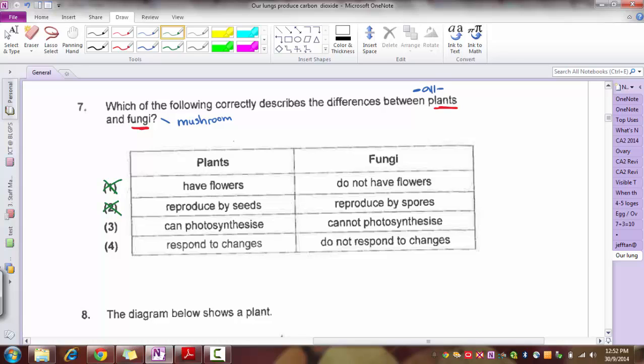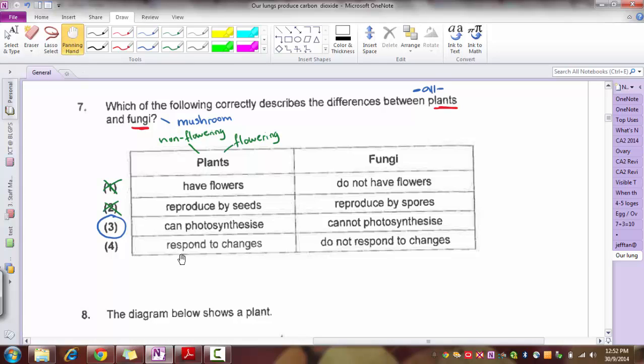Okay, because remember, plants is broken up into flowering, and I have my non-flowering plants. So things like my ferns, these are my non-flowering plants, and ferns do not reproduce by seeds, they reproduce by spores. Fungi, on the other hand, yes, they reproduce by spores, but because this is wrong, this is not a difference. How about plants? Can they photosynthesize? Yes, all plants can photosynthesize. Fungi, can they photosynthesize? No, they cannot. So this seems to be my answer.